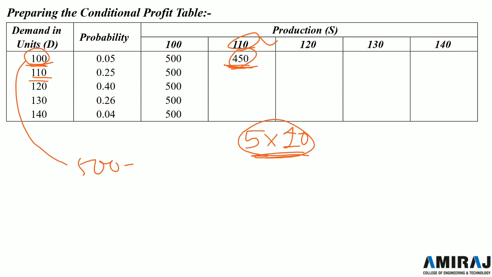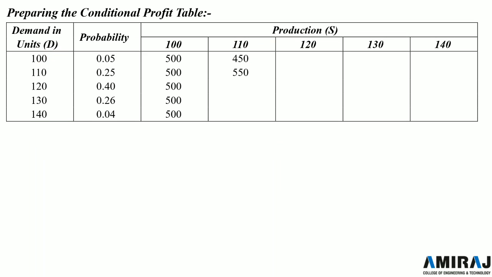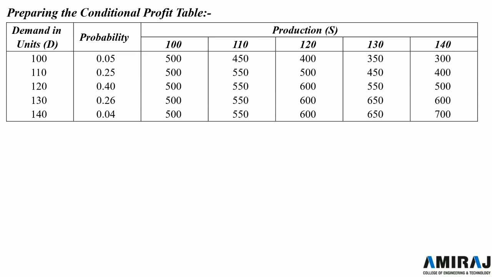But if the demand is 110, then we will get 550 as profit, and that will remain the same even if the demand is increased. Our production is limited to 110, so the maximum profit we can get is 550. Similarly, we calculate for each and every production rate, and according to that we calculate the demand and our profit for various production rates. If we produce 140 products and the demand is only 100, then we will have a huge loss. Here you can see, but if the demand is 140, we can get the maximum amount of profit.